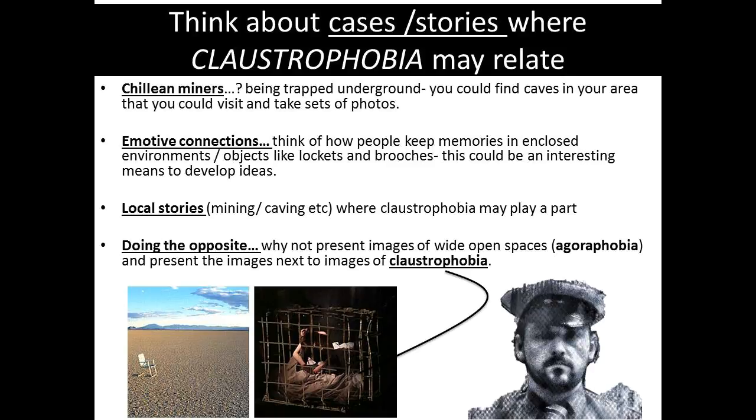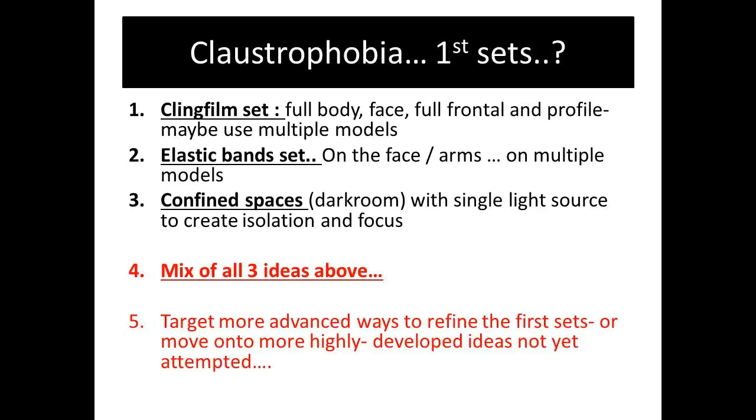And just to wrap up this section, before I give you a few quick pointers for general sets of photography. In the claustrophobia on your first sets, this little thing on the screen here could be an idea for how to start off. Starting off simply with cling film, maybe the elastic bands, like that previous artist that I showed you, and then maybe confined spaces images. All of those ideas could then be mixed together. Or, like it says in point number 5 there, you could target more advanced ways to refine your idea besides repeating and combining first sets. Either way, you've got an option there of how to start.